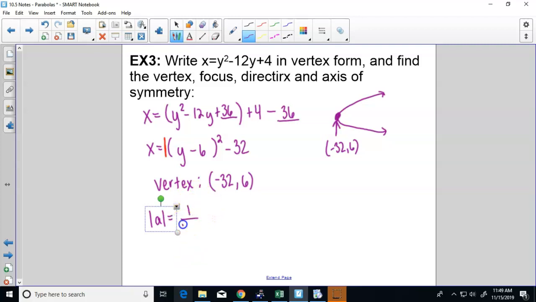1 over 4, that part stays the same, and then what number would we multiply it by here? It is the number in front of your parentheses. So the C, whenever you look at that formula that says 1 over 4C, that number right there in front of your parentheses, that's your C, once you've got it in vertex form. So in this case, just a 1. Okay, so this time we get 1/4 as our focal length.